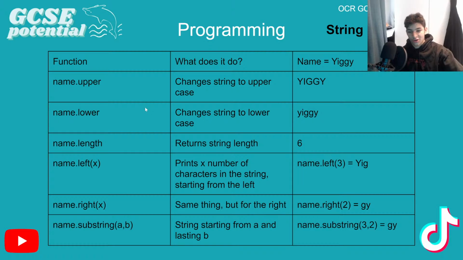Lower obviously turns into lowercase. Length returns the length of the string. So I'm really having a bad day. That should be 5. I'm a bit stupid sometimes, but just let me live. Name.left x, so the x being the number of characters. So the example here we have is name.left 3. So it looks at the first 3 characters from the left to the right, and it will be Yig.